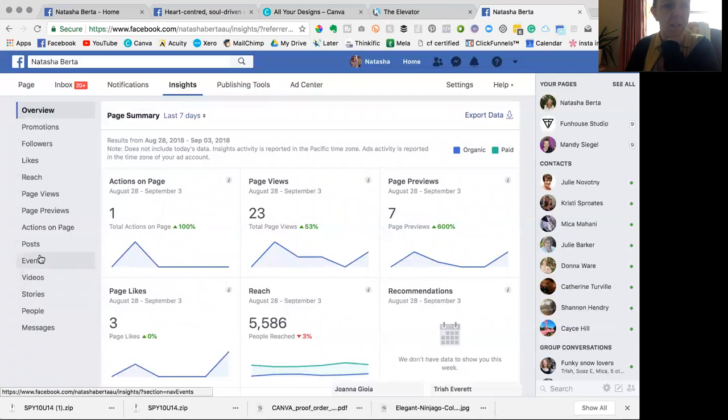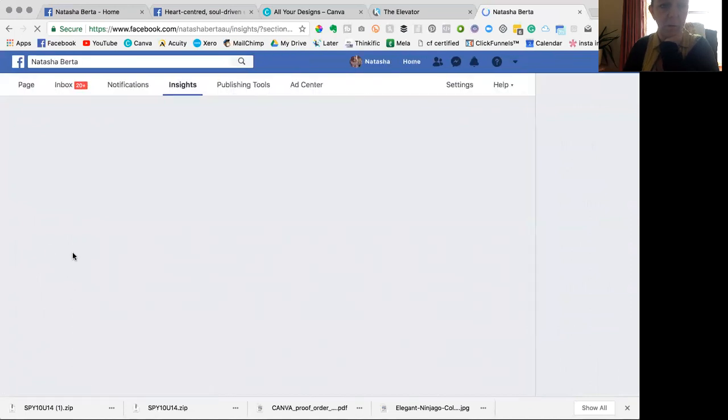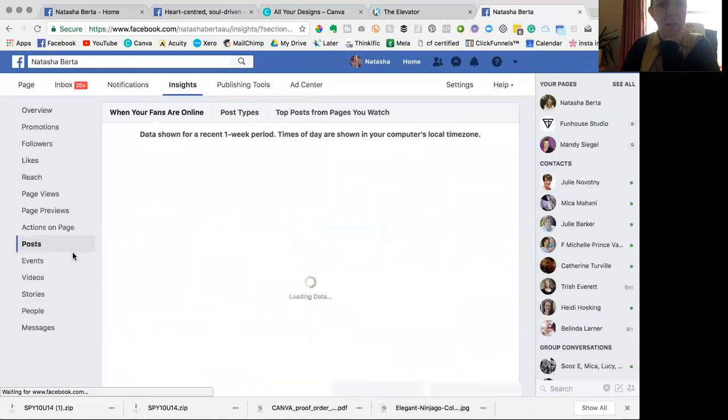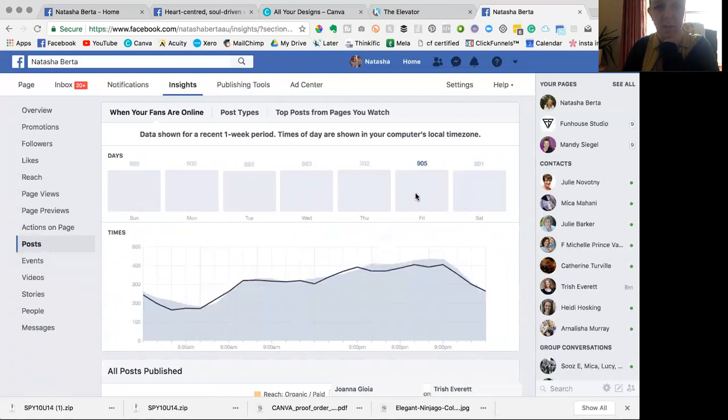The one page of insights that Julie was looking at, I'm pretty sure, was this one over here on the left called Posts. So here it is, Posts. And what this data shows you is pretty interesting. It shows you what time of day which of your followers are online, and also which day they tend to show up the most.